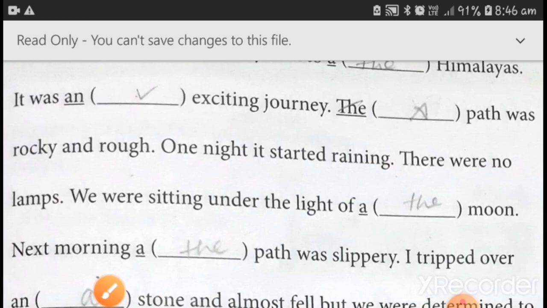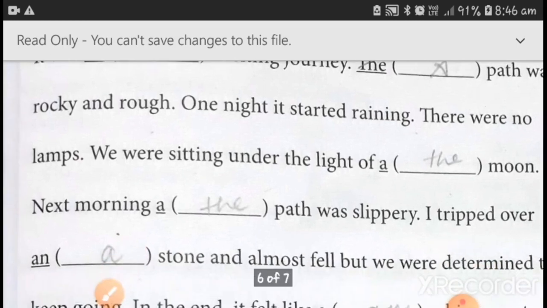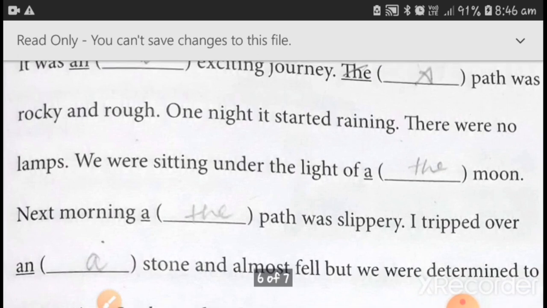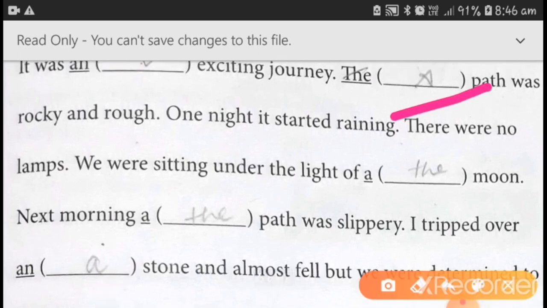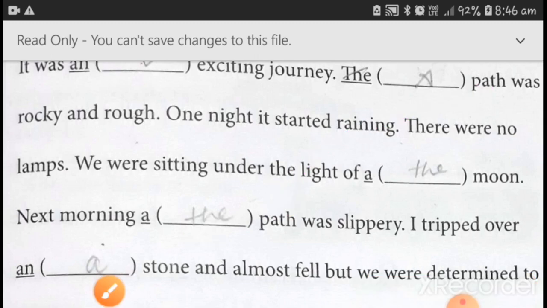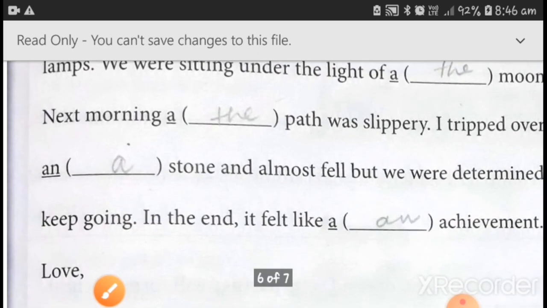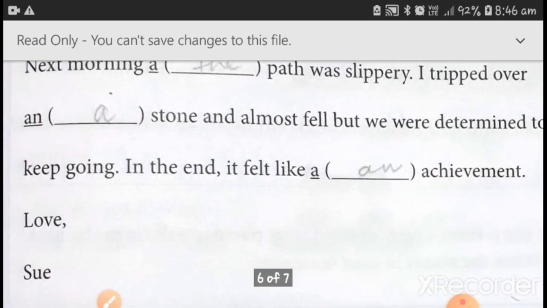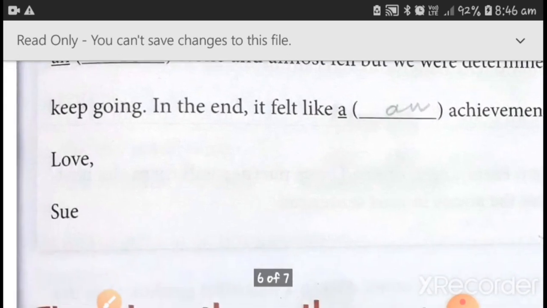One night it started raining. There were no lamps. We were sitting under the lights of the moon. Next morning, the path, again we are talking about that particular path. So here we have to use the article. Okay. Was slippery. I tripped over a stone and almost fell, but we were determined to keep going. In the end, it felt like an achievement.